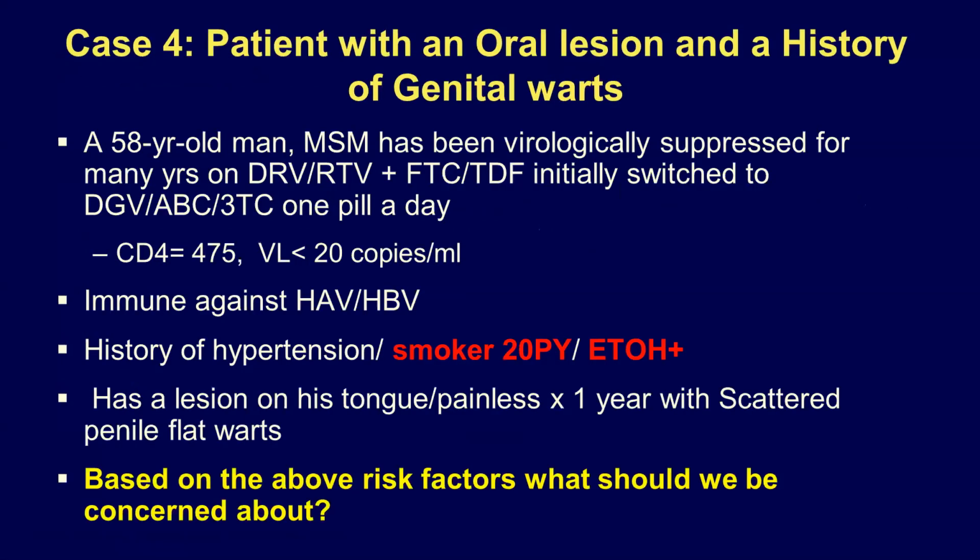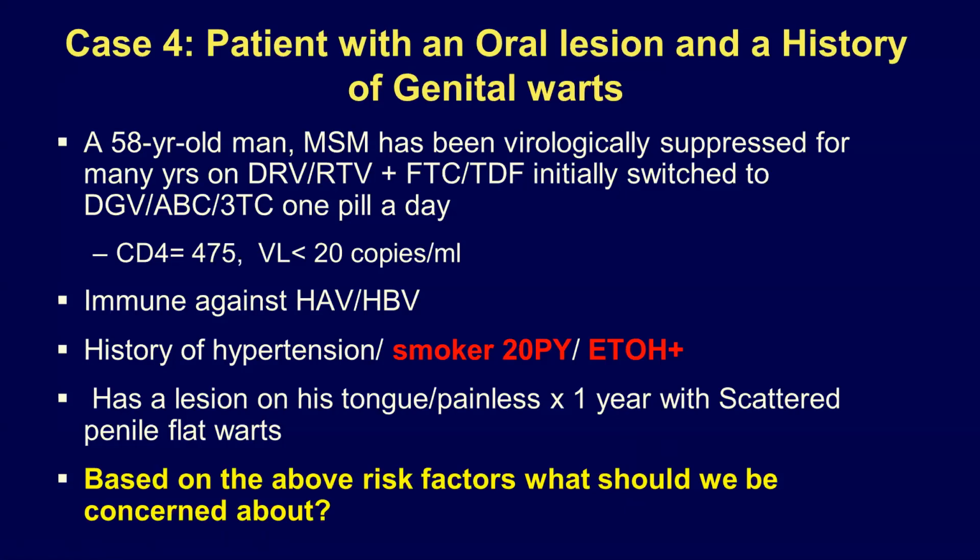All right, let's move on to oral. So here's our case, 58 years old, MSM, viral suppressed. There's his antiretroviral regimen. He's actually switched. He's got a relatively good CD4, undetectable viral load. He's immune with antibodies against these two hep viruses. Hypertension, smoker, not good, alcohol, a common theme in our oral head and neck cancers. Lesion in the tongue is seen, been painless for a year, and he has penile warts. And again, this is all suggesting there's some viral infection going on.